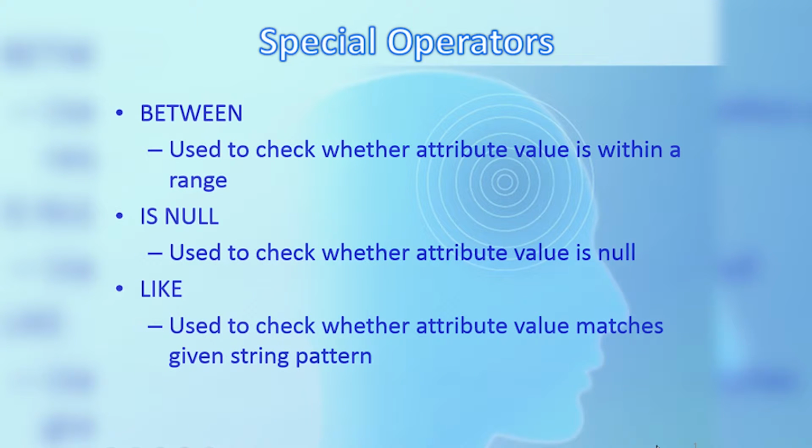Between, used to check whether an attribute value is within a range. Is null, used to check whether an attribute value is null. Like, used to check whether an attribute value matches a given string pattern.